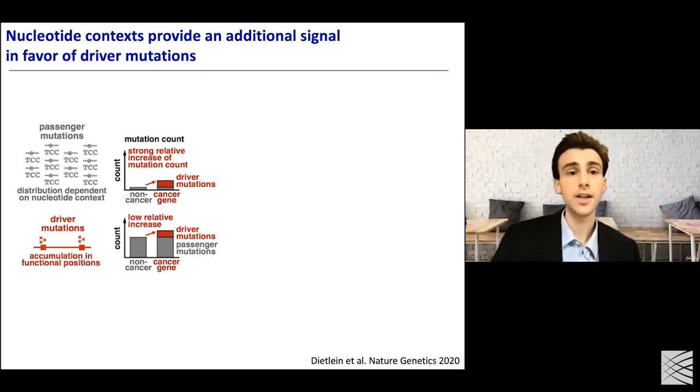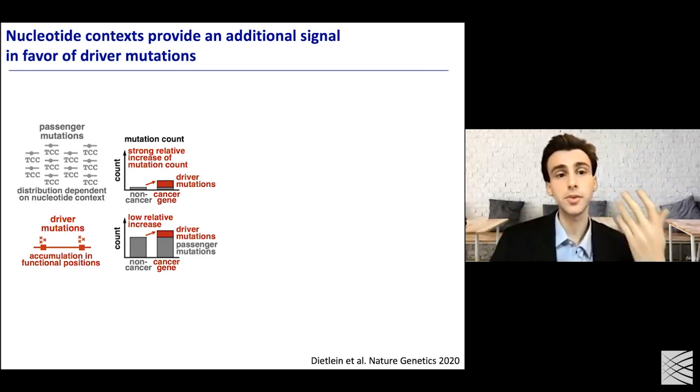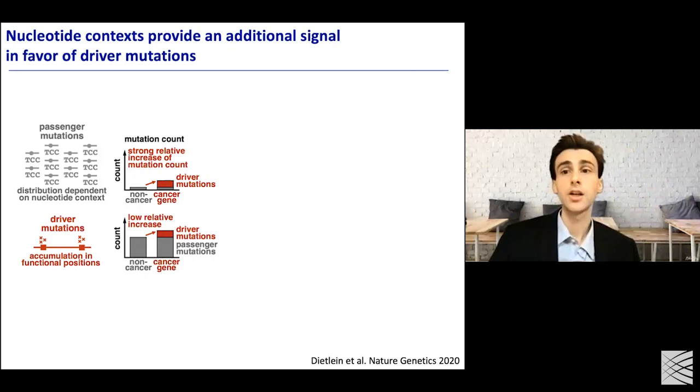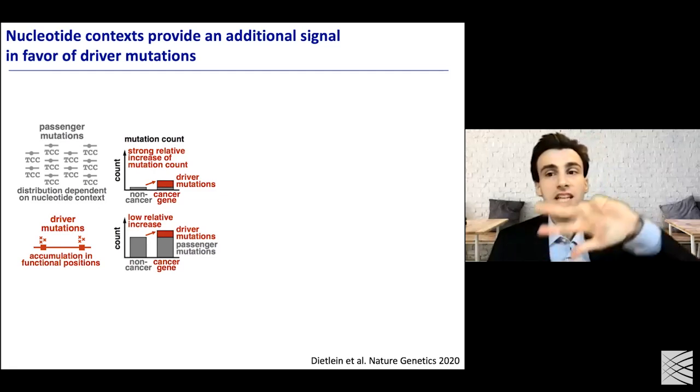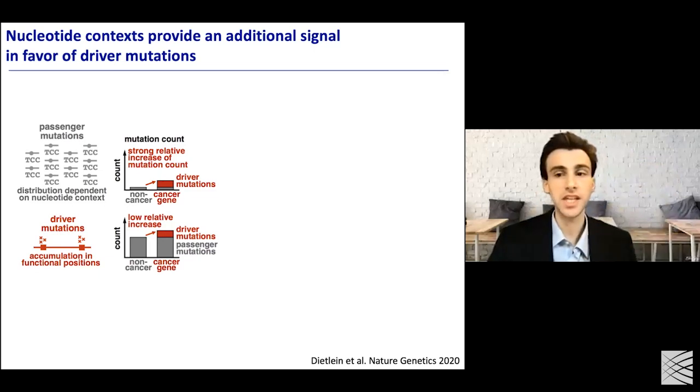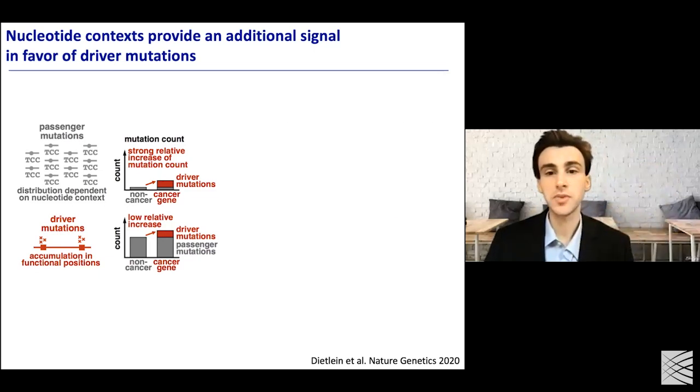It turns out that passenger mutations all follow the same distribution depending on their surrounding nucleotide context. Driver mutations also tend to be in these nucleotide contexts, but in addition to this signal, they're also guided by where functional positions exist in cancer genes. Obviously we don't know exactly where those functional positions are, because otherwise we would be done with characterizing drivers versus passenger mutations. But just knowing that there is an additional signal that causes a deviation from the expected nucleotide context for driver mutations gives us a boost in distinguishing these two scenarios.